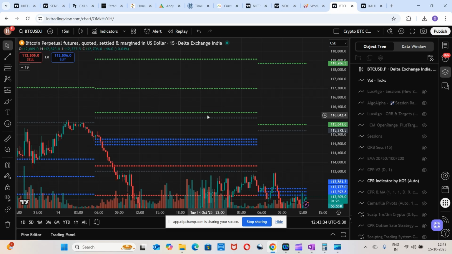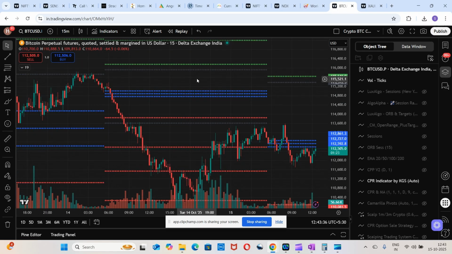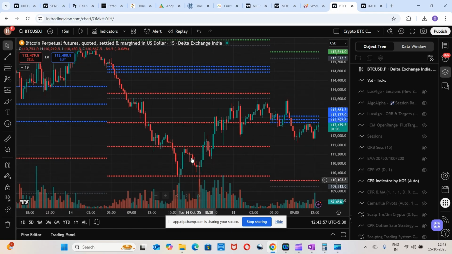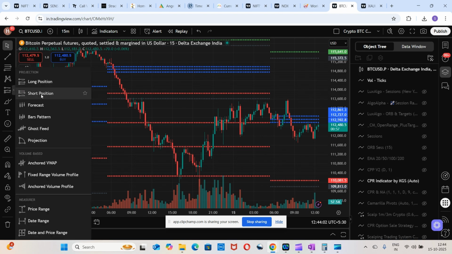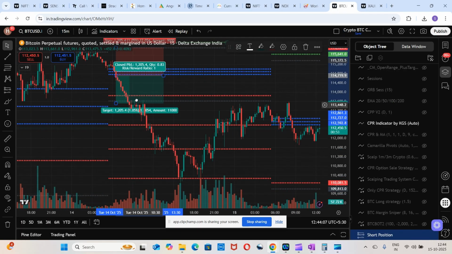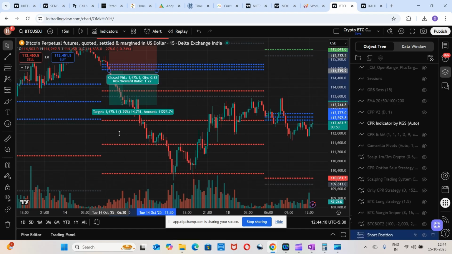Okay, and those you could use for exits. This is the Bitcoin perpetual futures on Delta India exchange on a 15-minute time frame. So if you have taken, suppose, 10 lots, you can remove one lot here, one lot there, or four lots here, four lots there, and continue the trend. This is the profit that you'll make by using this CPR strategy. So if you take a short position here, profits would be something like this.